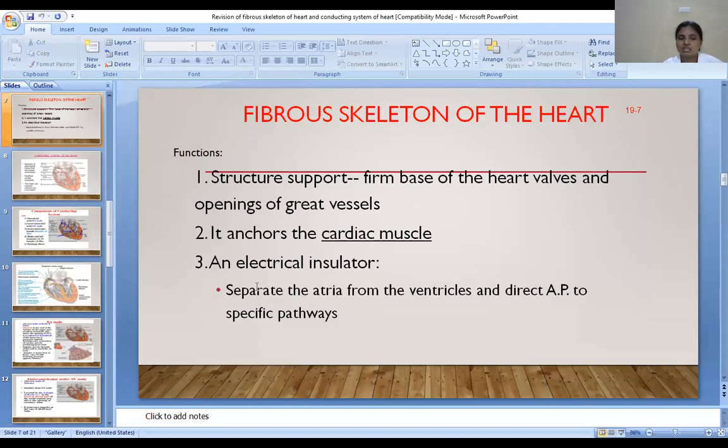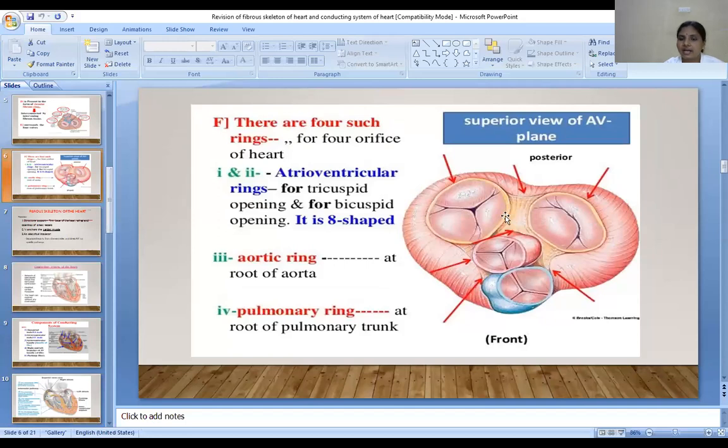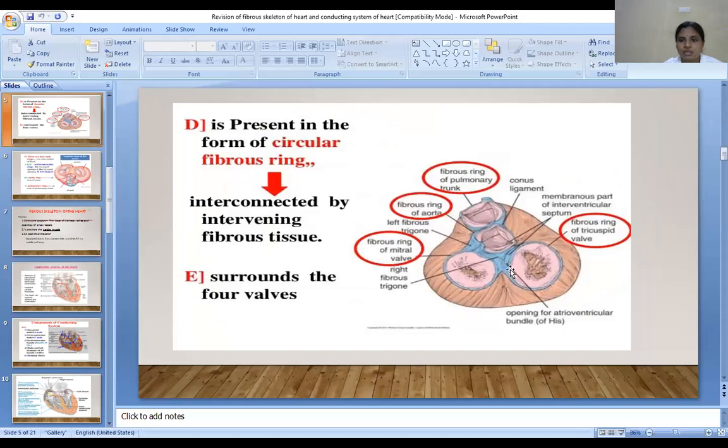So what are the functions? If you see here, among these four orifices we have a connective tissue. In this picture, you can identify this orifice, and the membranous part of the interventricular septum lies in between. This is the fibrous ring around the mitral valve, and this is the surrounding fibrous skeleton around the tricuspid valve. Between them, there is a fibrous tissue.